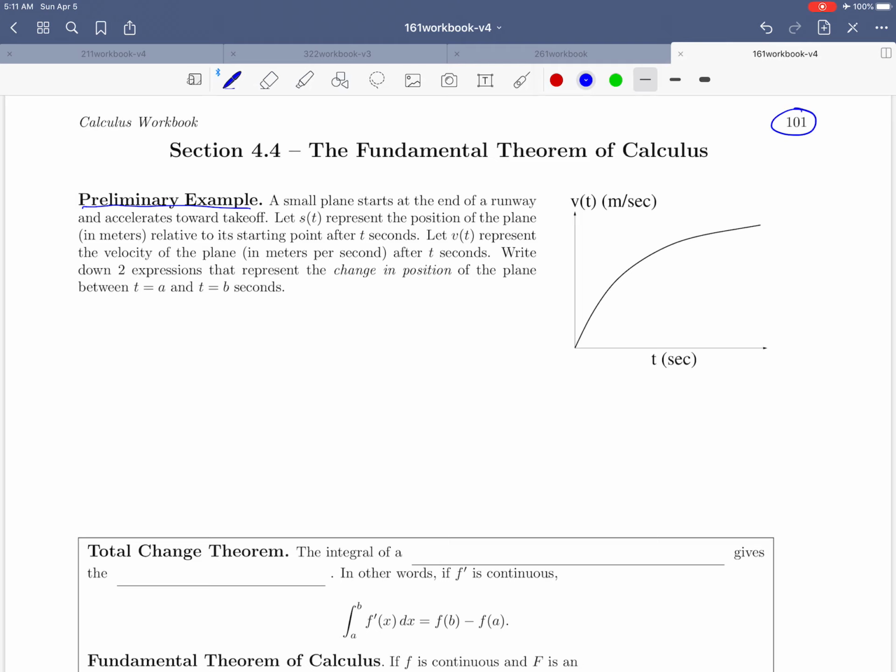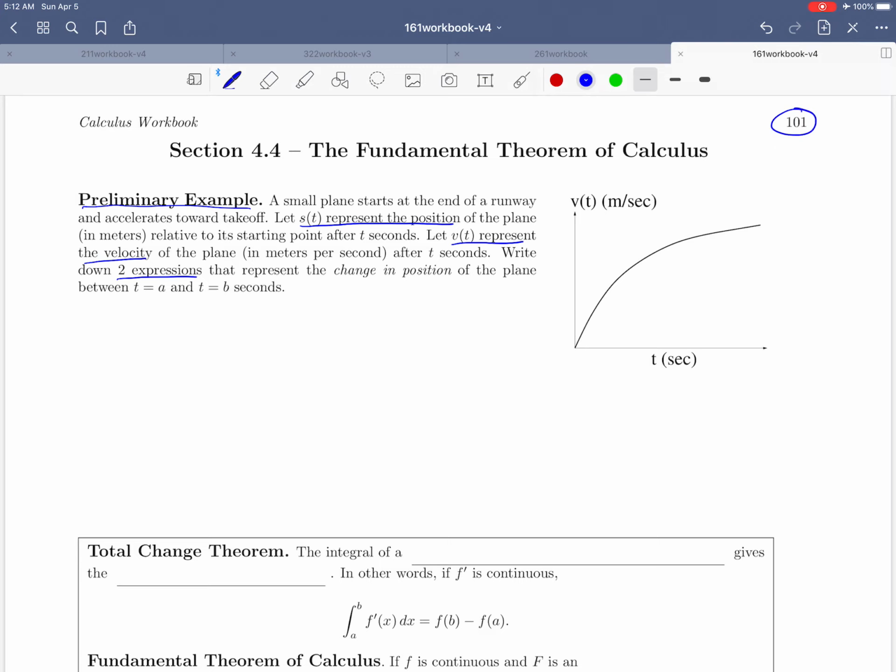In this particular case, we've got a small plane that starts at the end of the runway and accelerates towards takeoff. We're going to let S of t represent the position of the plane, and v of t represent the velocity of the plane. So notice that we have two different functions here, position and velocity. And what they'd like us to do is to write down two different expressions that represent the change in position of the plane between two time values of a and b.